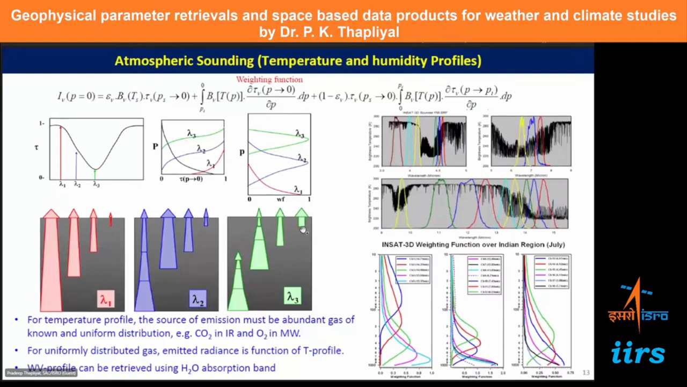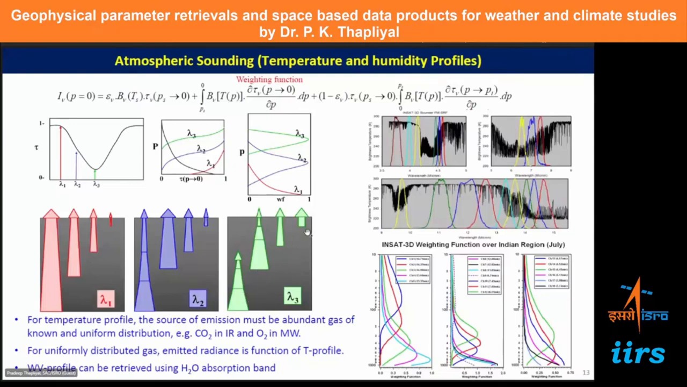So top of atmosphere, because after that there is no gas, there is no CO2 above top of atmosphere. So whatever amount of radiation is emitted by top of atmosphere is able to reach the satellite. But in between, there is no radiation which is able to reach. Only a very small amount of radiation is able to reach from this layer, which means your satellite at this wavelength can see this atmospheric layer, but it cannot see this layer and this layer.